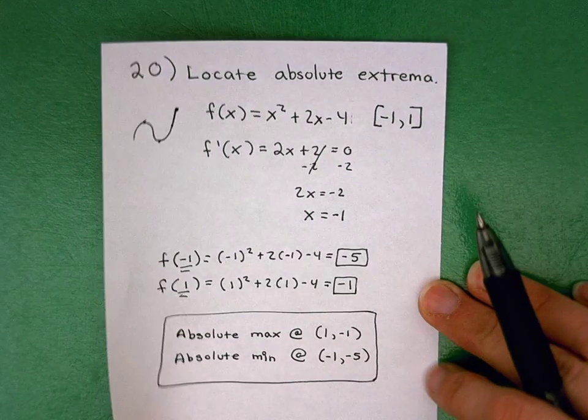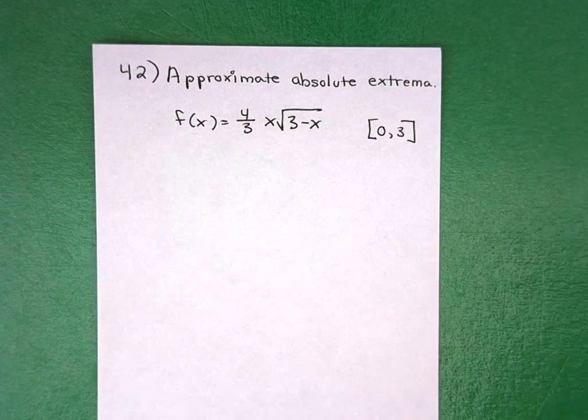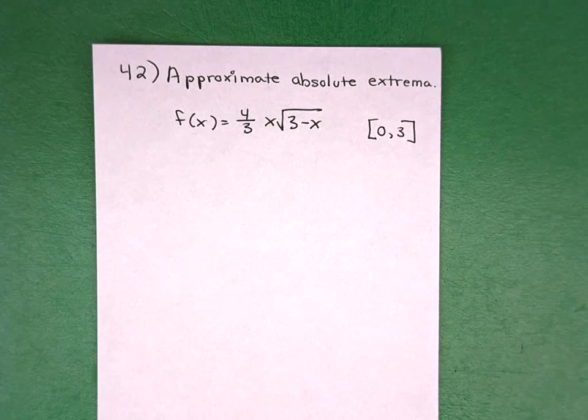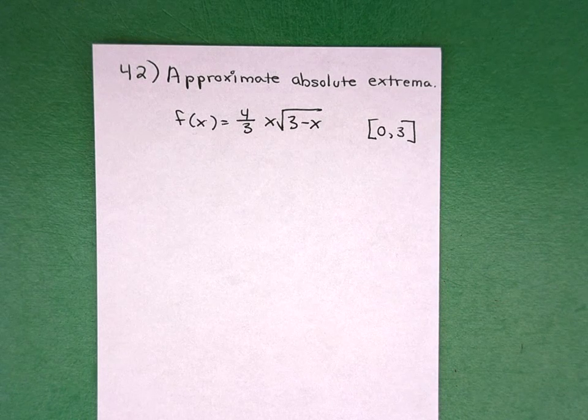Okay, so the last one here that I've selected to demonstrate 3.1 is number 42. Approximate absolute extrema, and for this one we're going to be using our calculators. So if you want to go ahead and get that out. f of x equals 4/3 x root 3 minus x, and we're given a closed interval of 0 to 3.